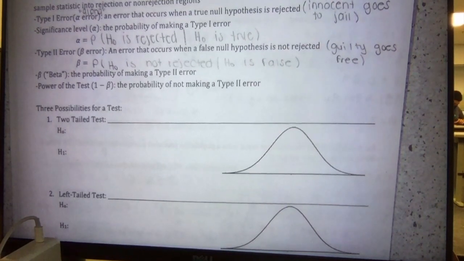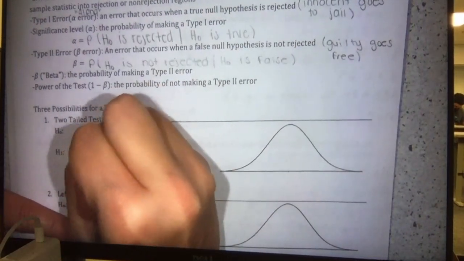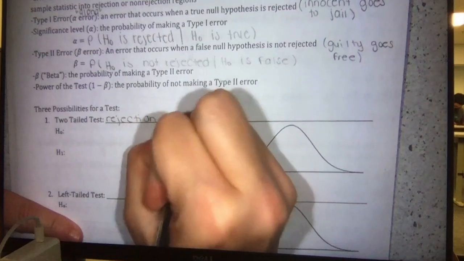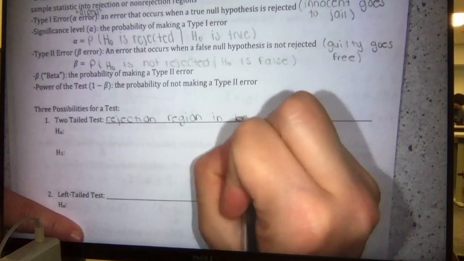know. So beta is the probability of making a type 2 error. The power of the test is 1 minus beta, which is the probability of not making a type 2 error. All right, so let's start looking at some of this. So there's 3 possibilities for a test. We could have a 2-tail test, which in fact is where our rejection region is in both tails.